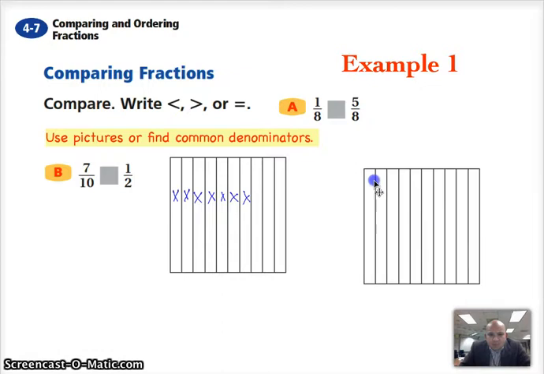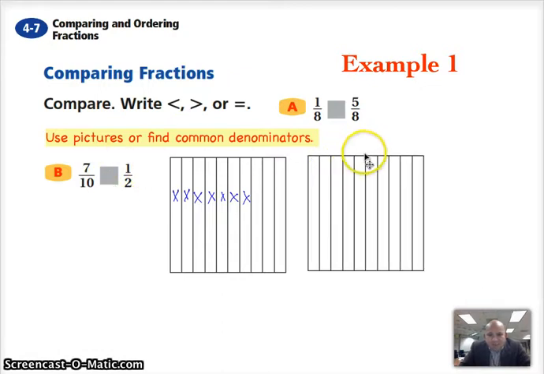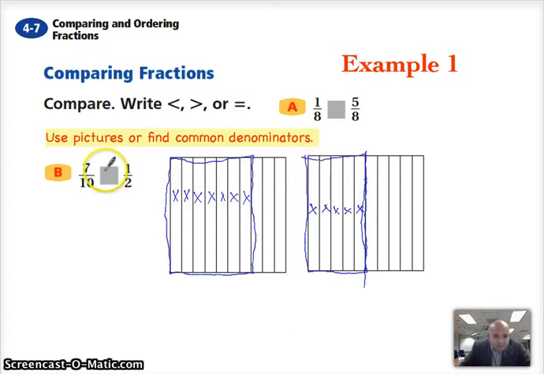Next, I'm going to take a look at 1/2. 1/2 would be half of this square. So I'm going to shade everything or X everything up to that line, which is the halfway point. So that'd be 5/10. So we look at the scope of this particular shape or area, and we can see there's a notable difference. This 7/10 is larger than 1/2. I'm going to go ahead and put a greater than sign.